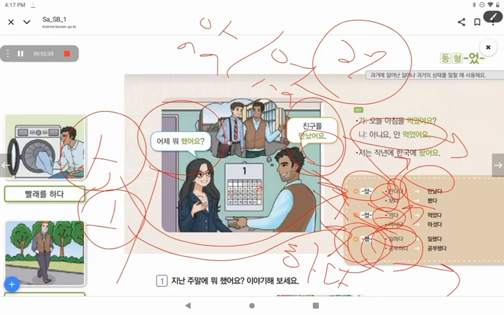저는 작년에 한국에 왔어요. I came to Korea last year.